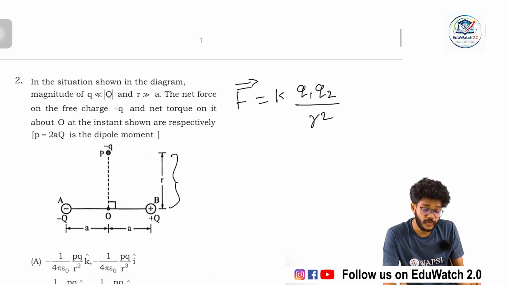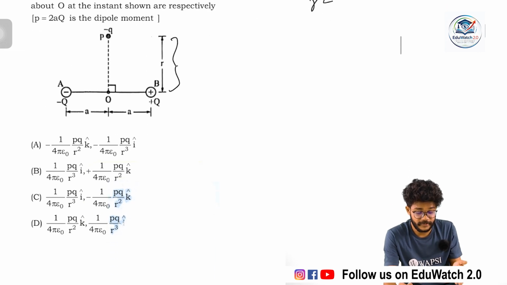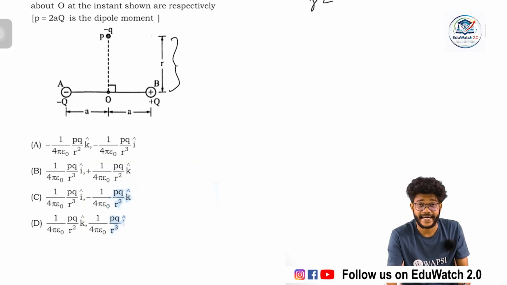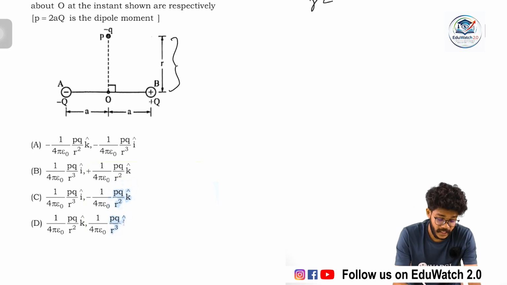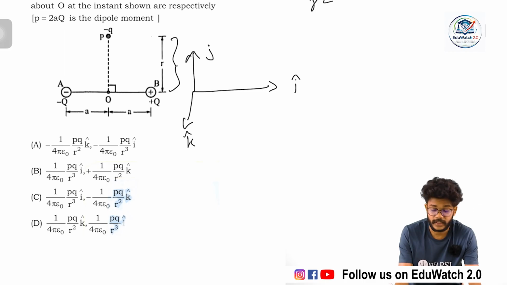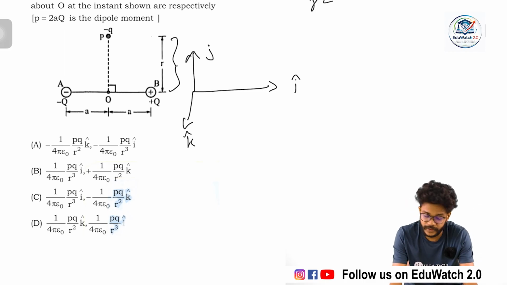Okay, so first of all, we need to calculate the direction. Options are with respect to the direction. In option A, the force is in the K direction. Option B is in the I direction. Option D is in the K direction. So I can define the direction as this is I, this is J, and this is K. These are standard directions, so we can use them in here.